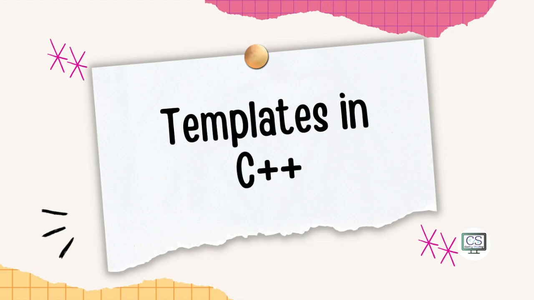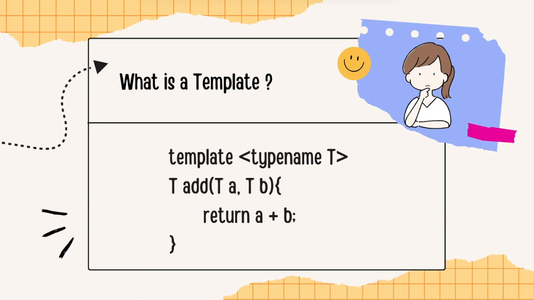Today, we'll explore templates in C++, a powerful feature that makes your functions and classes generic and reusable. A template lets you write a single function or class that works with different data types. Instead of writing multiple versions of the same function, you can write one generic version.